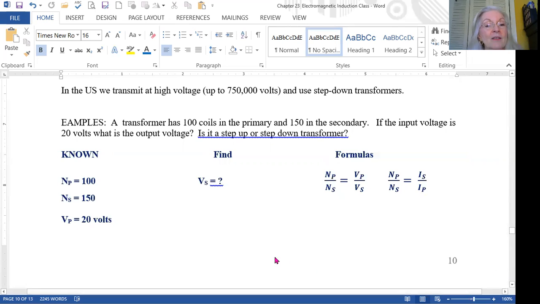So we know that the number of coils in the primary is 100. The number of coils in the secondary is 150. We know that it says input voltage. So the voltage in the primary is 20 volts. It says what's the output? So that's V secondary. And our two formulas were N primary over N secondary equals V primary divided by V secondary, and N primary over N secondary equals I secondary over I primary.